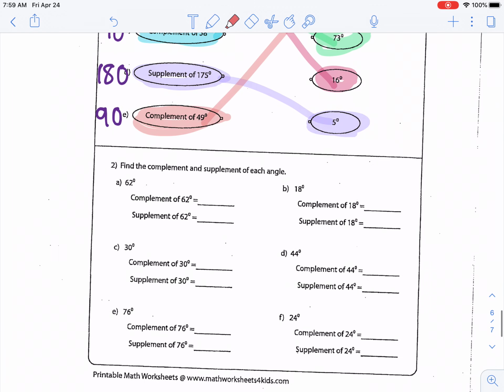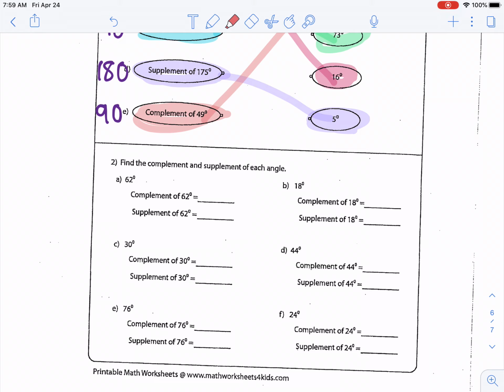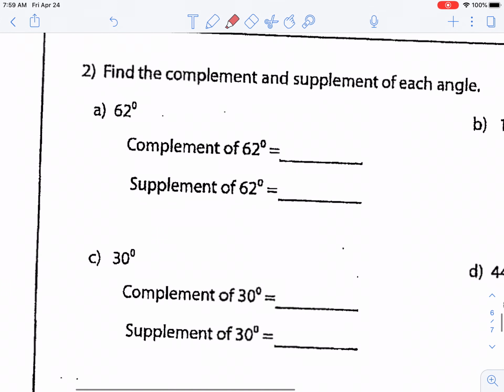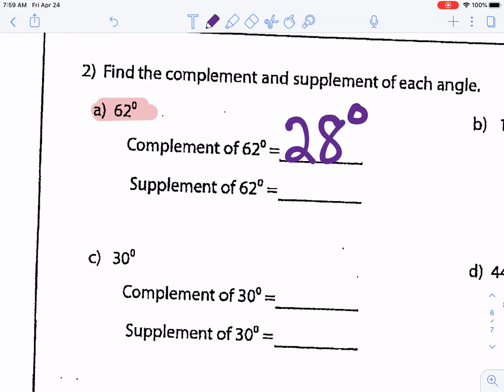At the bottom, you're going to be looking at complements and supplements to each angle. Okay, so I'm just going to do the first one. So if I have an angle that's 62 and I need the complement of 62, 90 minus 62 is 28. But if I wanted the supplement, remember this is 90, the supplement's 180. If I wanted the supplement of 62, I would do 180 minus 62 to get 118. Okay?